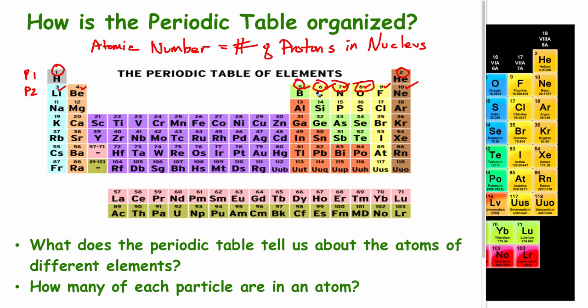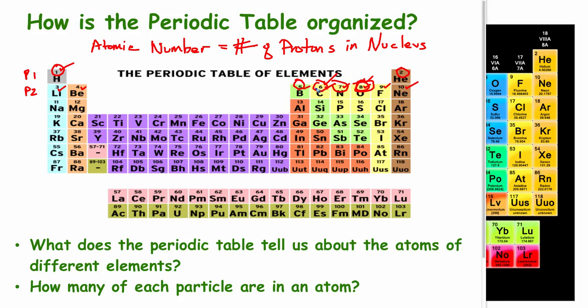So how many protons would be in an atom of lithium? There would be 3 protons. How many protons would be in an atom of hydrogen? There would be 1 proton. How many protons would there be in an atom of oxygen? There would be 8 protons. How many protons in an atom of carbon? There would be 6 protons.